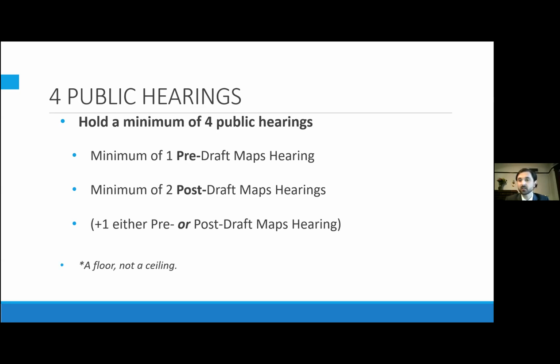And of course, all of this is a floor, not a ceiling. So you're well within your right to hold as many hearings as you want, provide even more opportunities for the public to participate and provide comment. But there is a minimum requirement of 4 public hearings before adopting that.